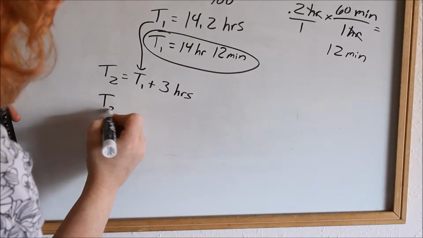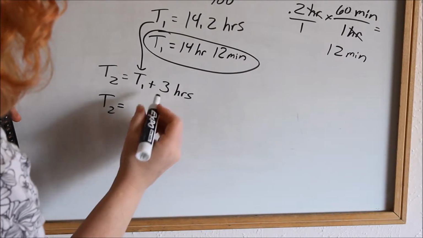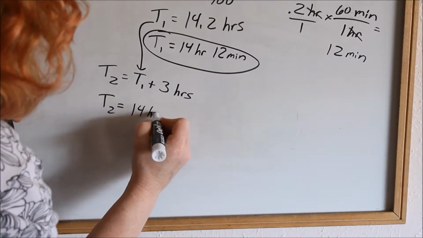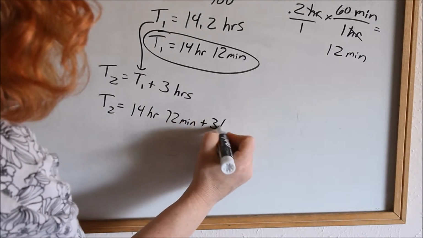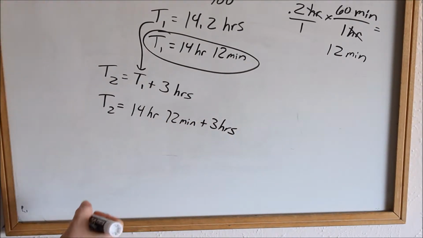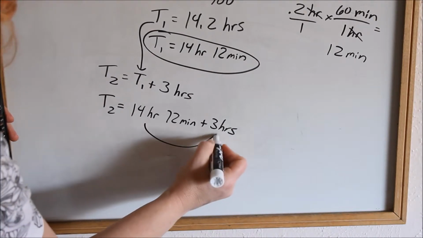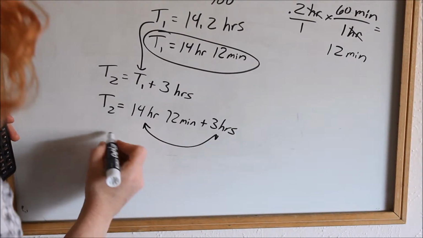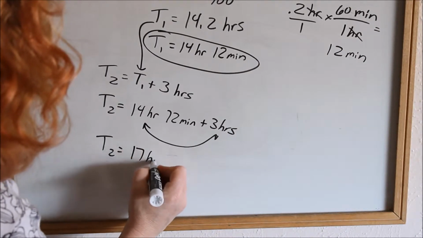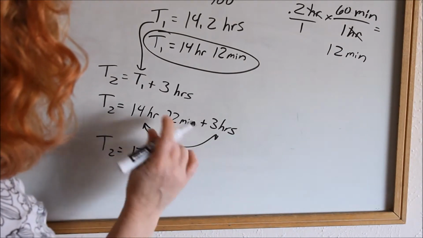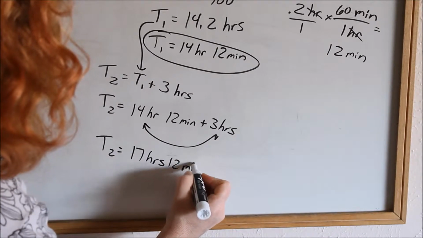So our second leg of the journey would be our 14 hours and 12 minutes plus 3 hours. So you can only combine the hours to hours. So you're combining these two numbers together, the 14 hours and 3 hours. So the second leg of the journey will be 17 hours and 12 minutes.